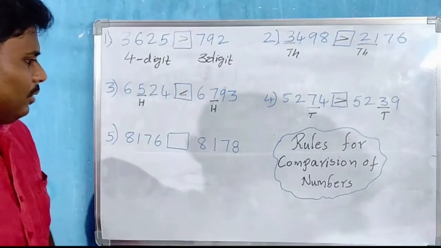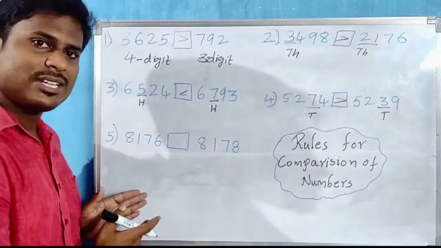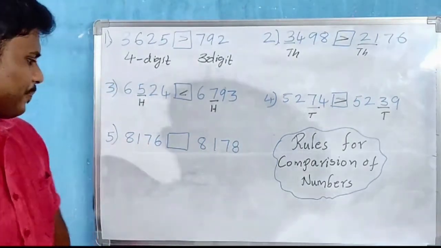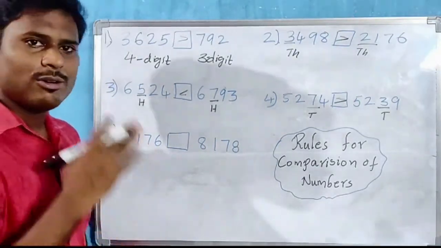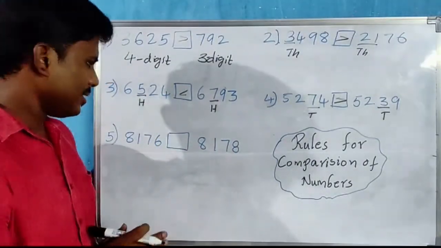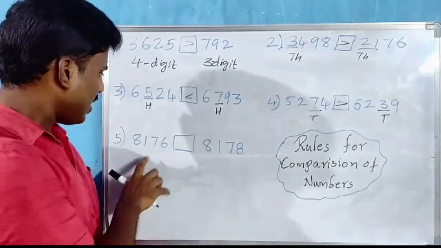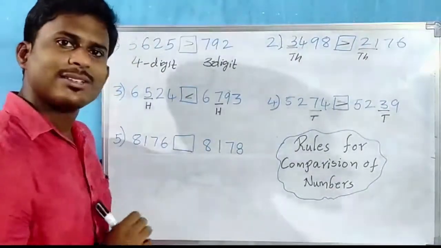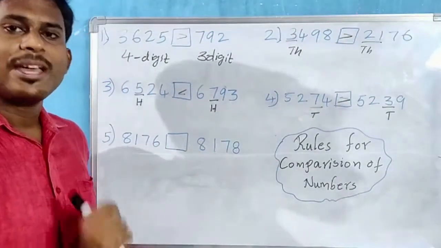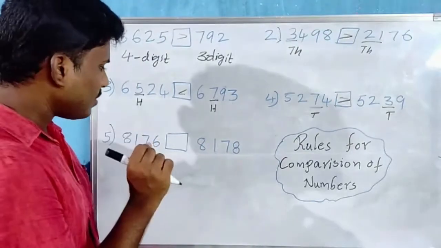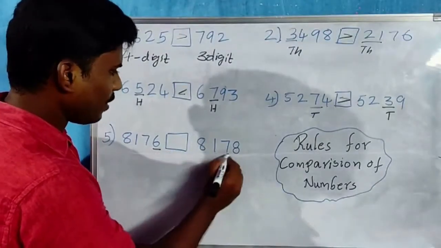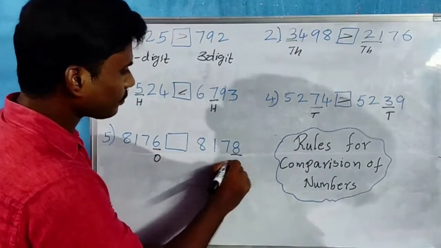And the last example. See here, on the left hand side a 4 digit number, and the right hand side also a 4 digit number. So what do we have to do? Look at the thousands place. Thousands place 8, thousands place 8. As per rule 3, we look at the hundreds place. Hundreds place 1, here also hundreds place 1. Tens place is 7, tens place is 7. Then finally, which digit gives us the answer? Finally the ones place gives us the answer. So we have to look at the ones place.